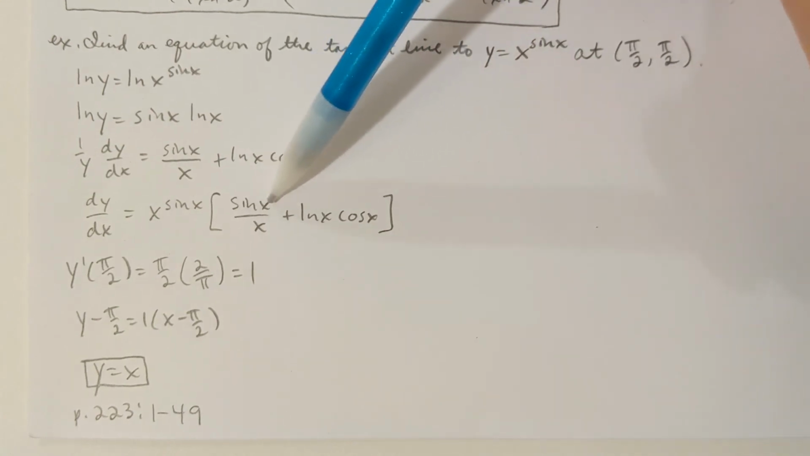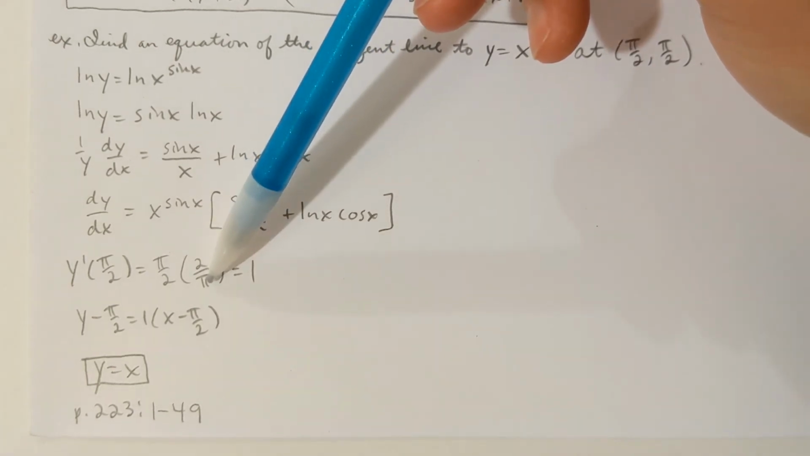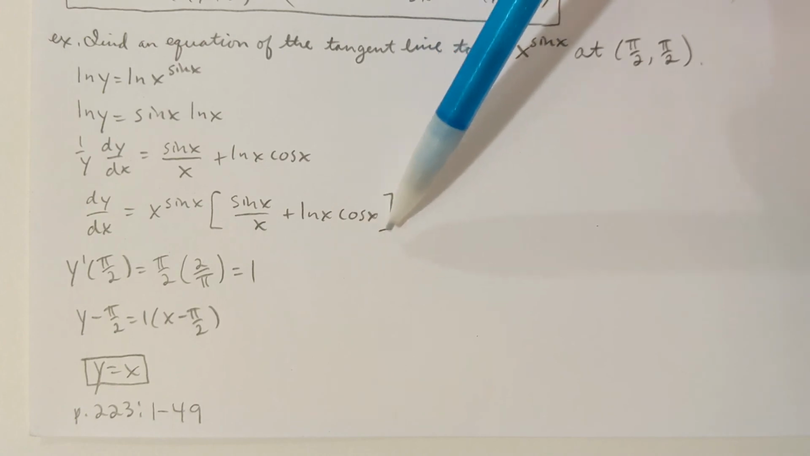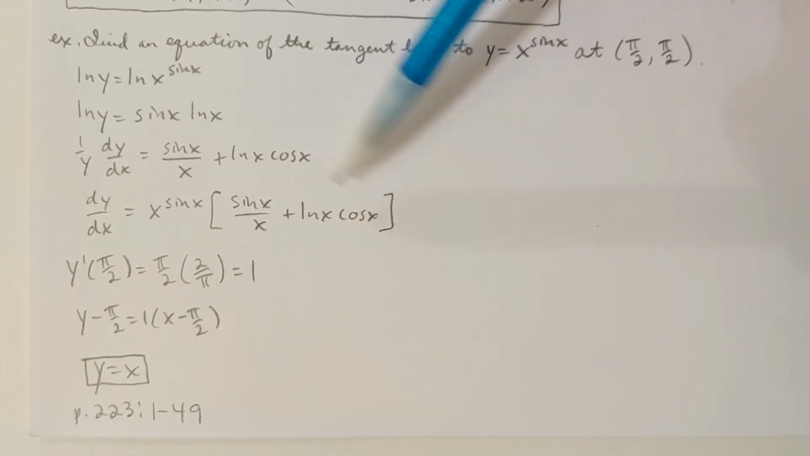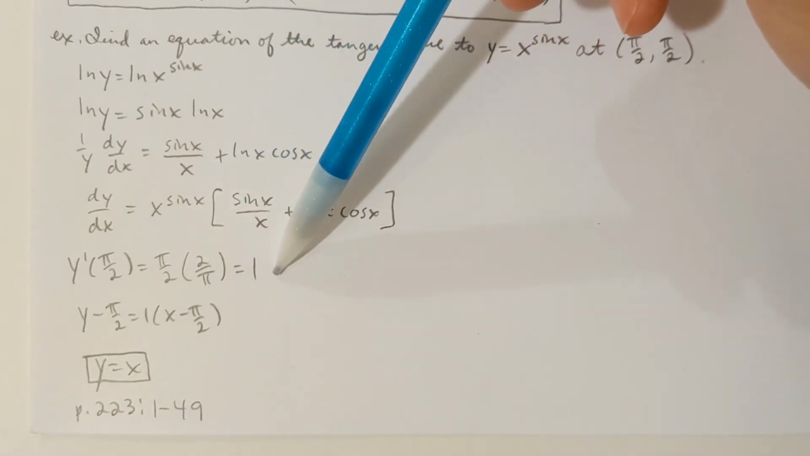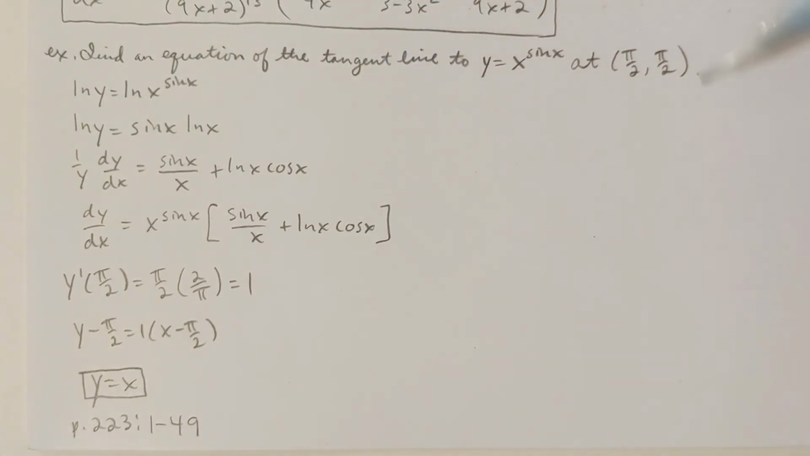Inside the bracket, sine pi over 2 is 1. Divided by pi over 2, 1 divided by pi over 2 would be 2 over pi. Plus ln pi over 2 times cosine pi over 2, which is 0. So that's going to knock out this term, since I'm multiplying by 0. Pi over 2 times 2 over pi, that'd be 1. So the slope of the graph at this point is 1.